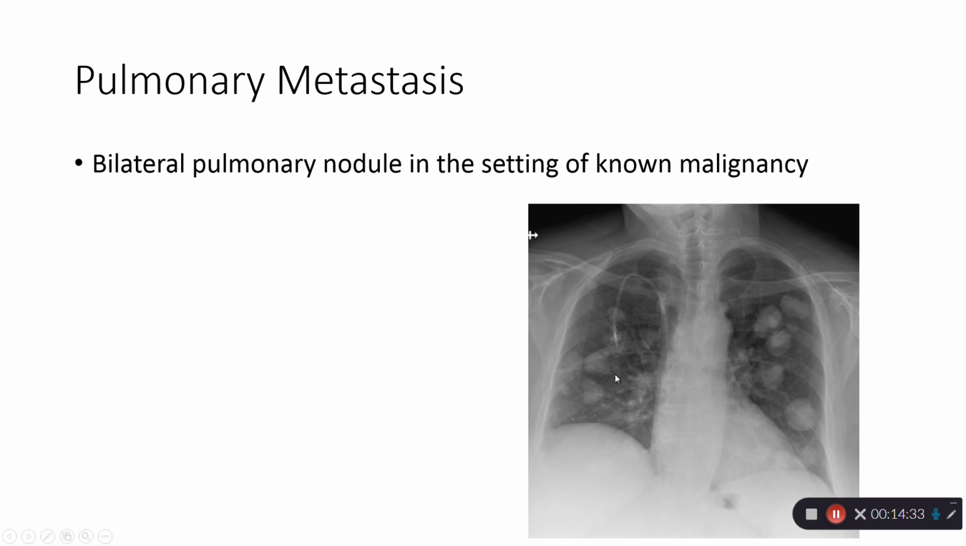So in pulmonary metastasis, we typically tend to see bilateral pulmonary nodules. They're often round and circumscribed, especially when there's a known malignancy. This pattern is consistent with pulmonary metastasis.